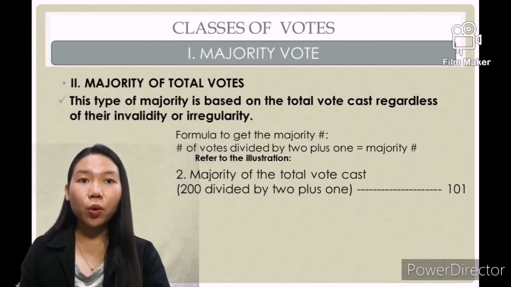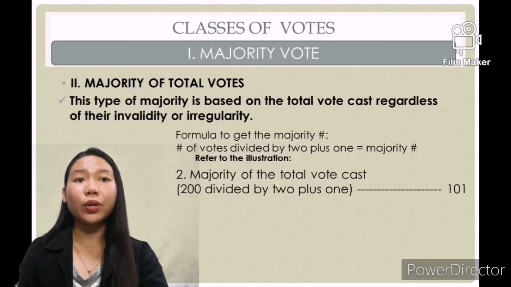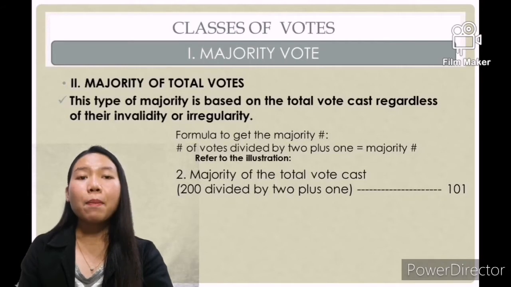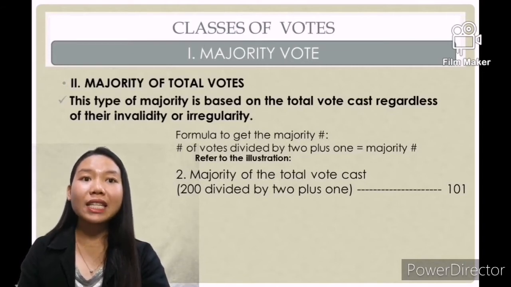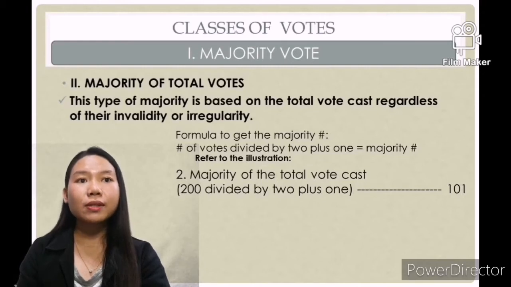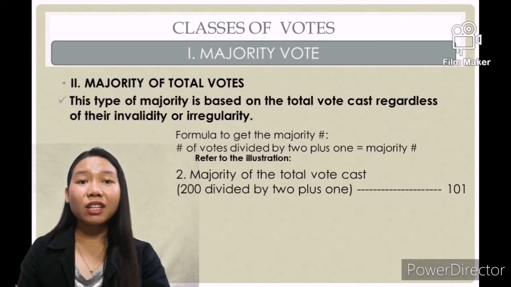The second type of majority vote is the majority of total votes. This type of majority is based on the total vote cast regardless of the invalidity or irregularity. To get the majority number of this type, based on the same illustration, it is the number of votes divided by 2 plus 1. So the number of votes, 200, divided by 2 plus 1, directly. Illegal votes are not subtracted, because the definition is total vote cast regardless of invalidity or irregularity. So the answer is 101 members, or 101 votes needed to win a motion.